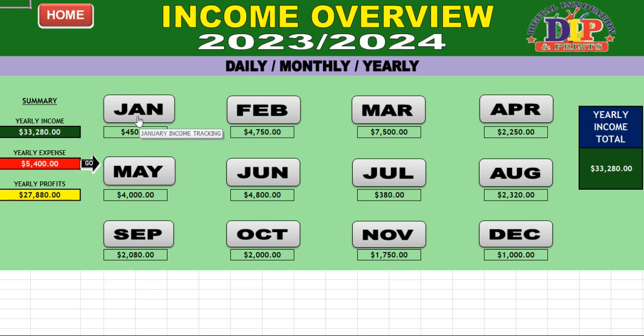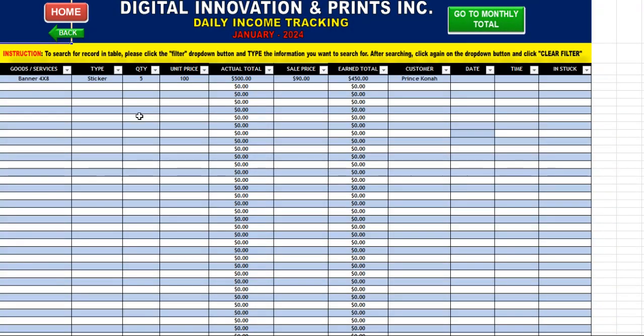So let's go straight into January to see how that works. If you click on January, this is the data sheet that's going to appear. For this data sheet, it's recording every day transaction. Every transaction you do will be mentioned here. Like in this month, January, the first day, we did a banner of 4x8 size.